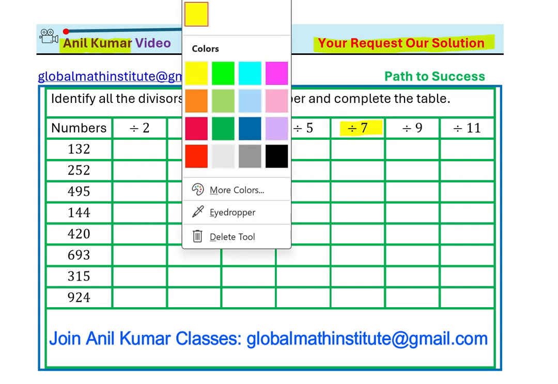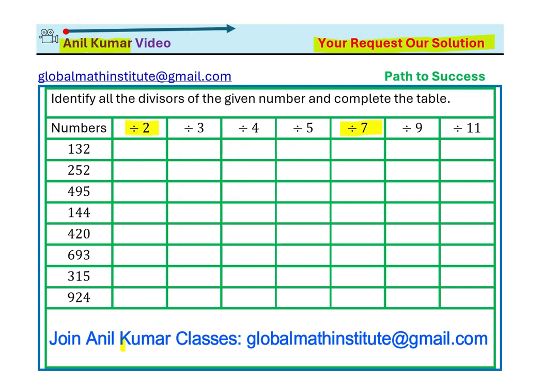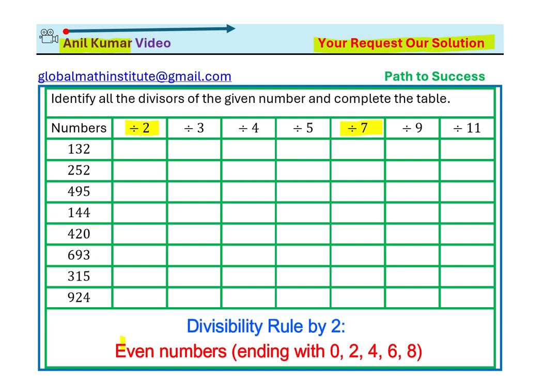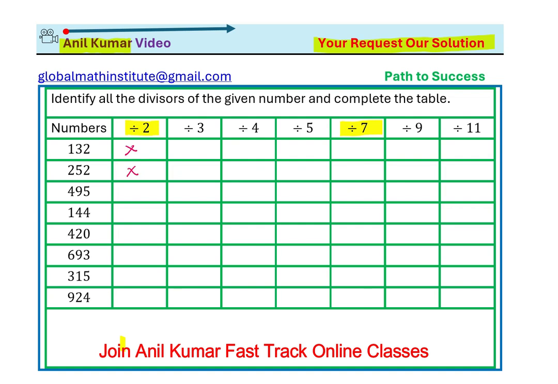So let's go with the divisibility rule for 2. Clearly, all the numbers which are even will be divisible by 2. So we'll identify all divisors for the given numbers and complete the table. 132, we know it is divisible by 2, so we'll cross this out. This is the 1, this is also the 1, and here we will not cross it out, we just leave it as such. 144 is even, this is also even, and that is even. So these are all divisible by 2, right?